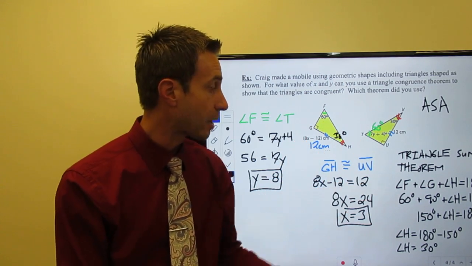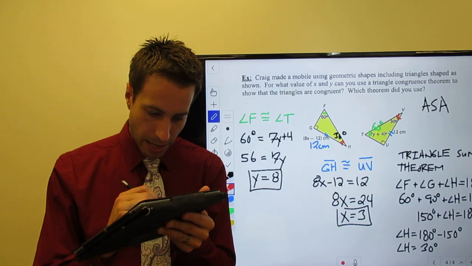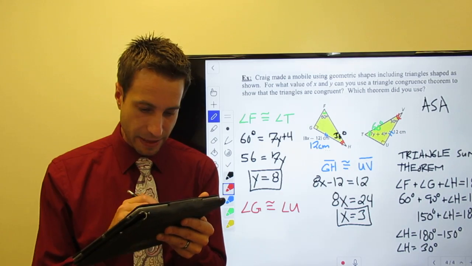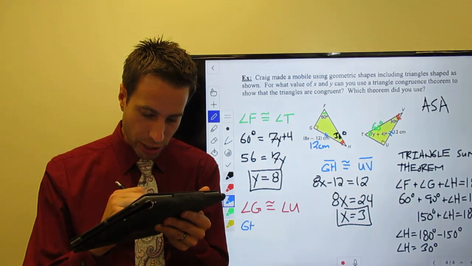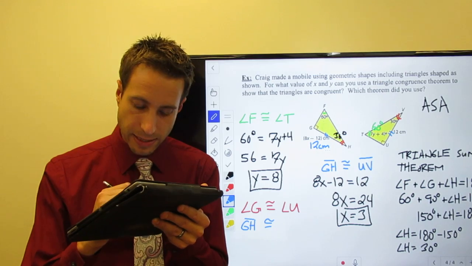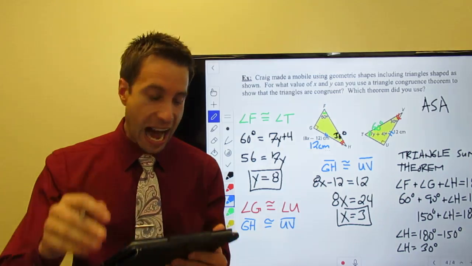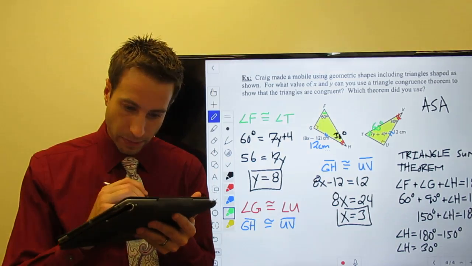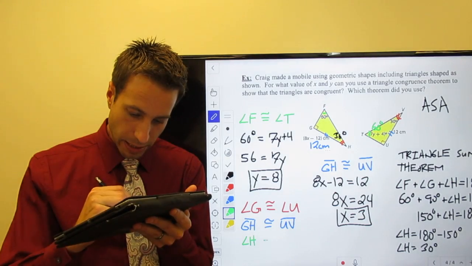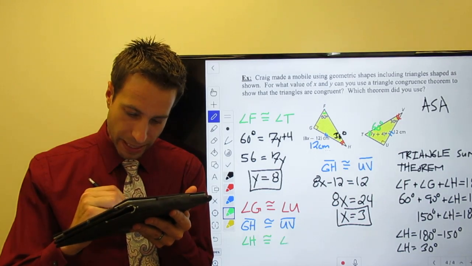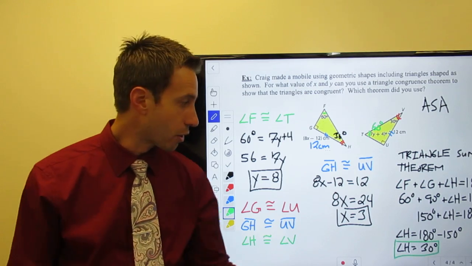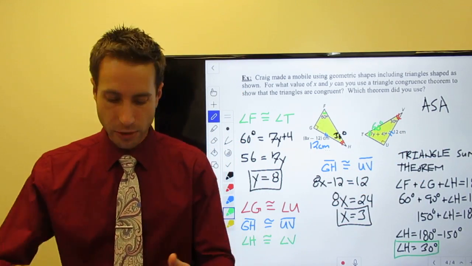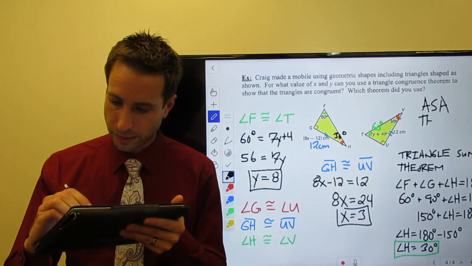Those given to me, angle G and angle U. So right here, angle G is congruent to angle U. That was given. I know that side GH is congruent to side UV. I found that right here, and I know that angle H is congruent to angle V. I found that right over here. Angle, side, angle. So the angle, side, angle theorem proves that these triangles are congruent.